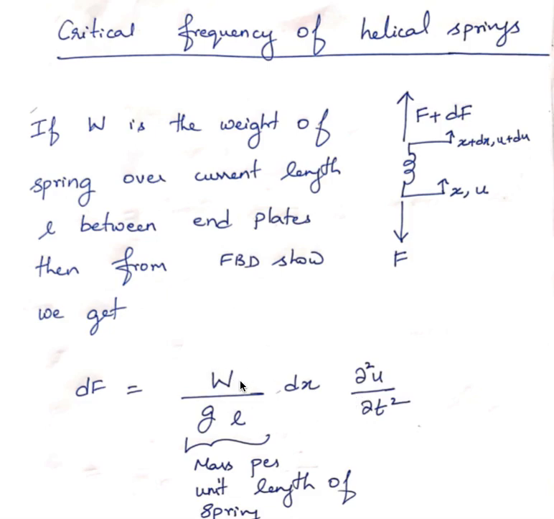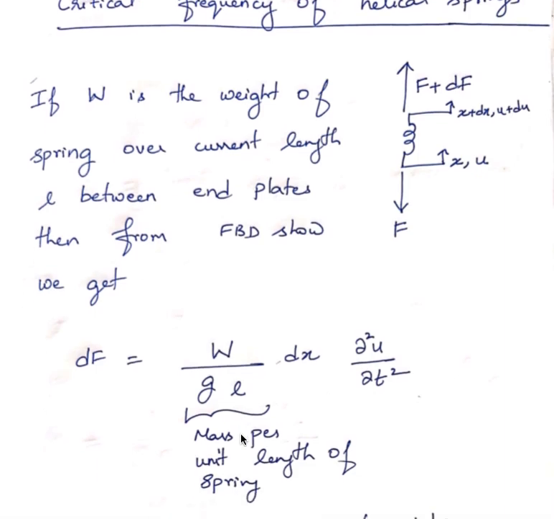Now, W over here is the overall weight of the spring. L is the current length between the end plates, and G is the acceleration due to gravity. So W by G gives you the mass of the spring, and mass divided by length gives you the mass per unit length of the spring.